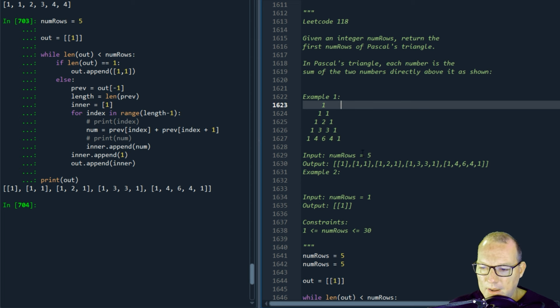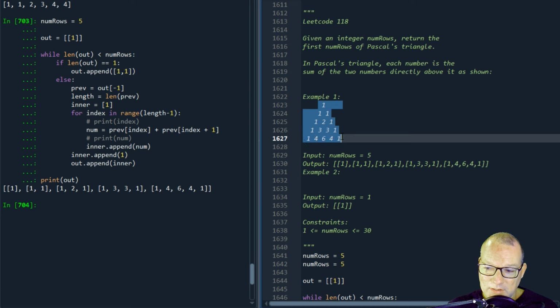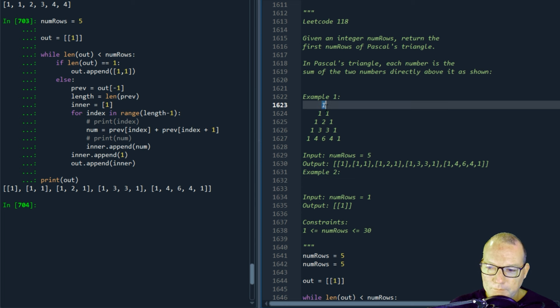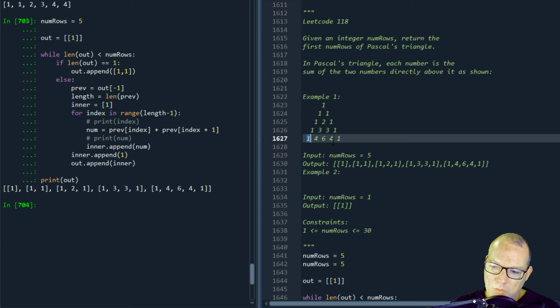Here are the instructions. You're given a number, numRows. That's going to be your input. And your output, if you need to visualize it, is going to look exactly like this. It's going to be a list of lists. The way this is orchestrated is there's always going to be a 1. You're going to be bookended by a 1.